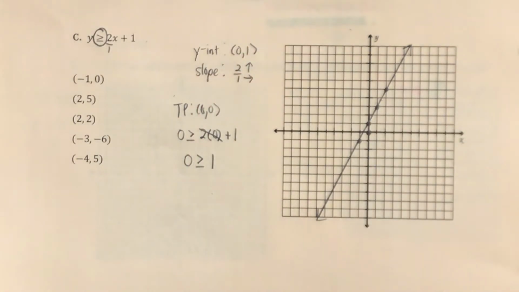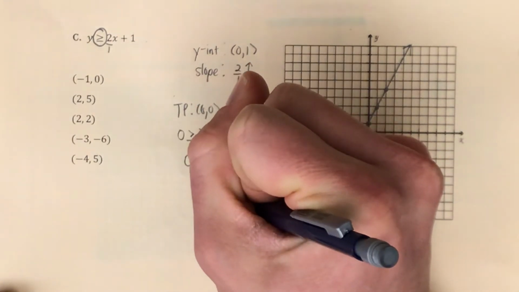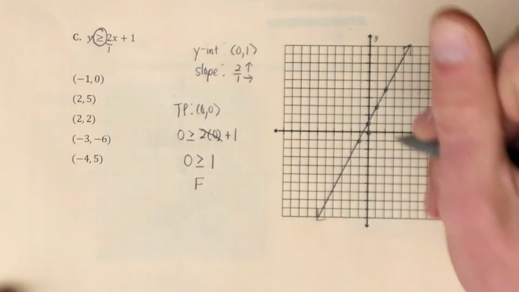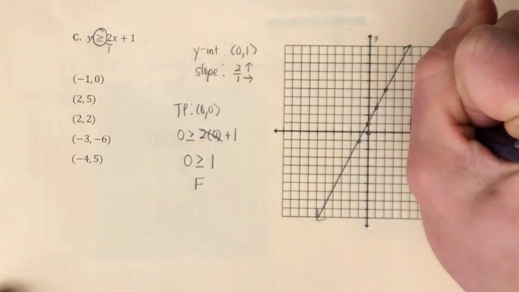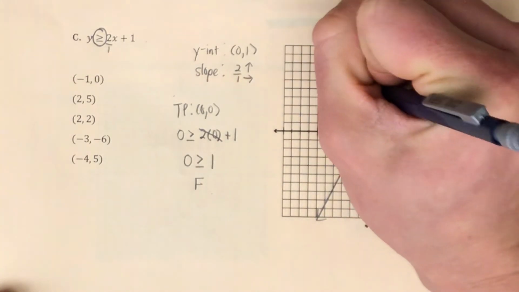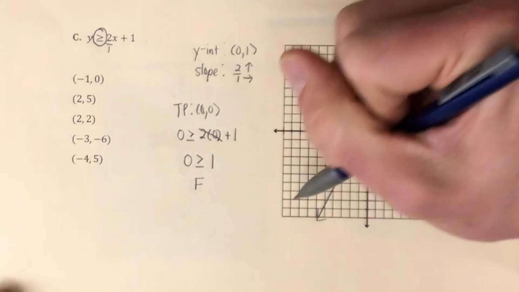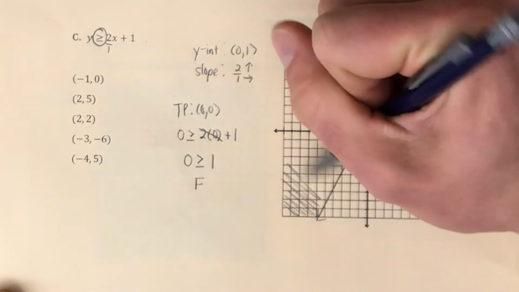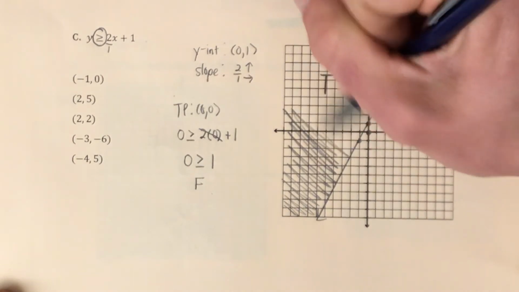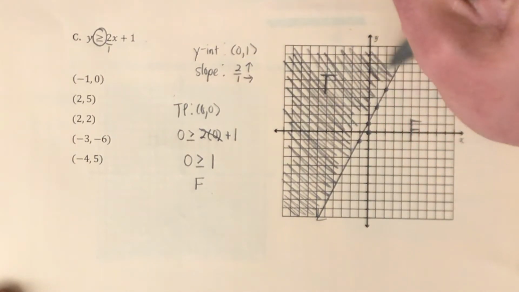So then we need to decide, is that true? Is 0 greater than or equal to 1? Well, it's not greater than, and it's definitely not equal to, so this is false, which means everything on the side of the line where the test point was, so below this line, was false, which means everything on the opposite side was true. That's where all the solutions lie, so I'm going to shade the true side. So here we go, shade my side. I want to make sure it's obvious that this is the solution side.